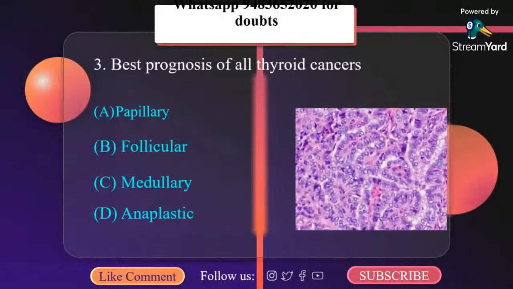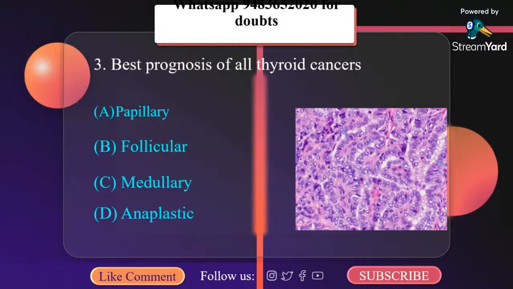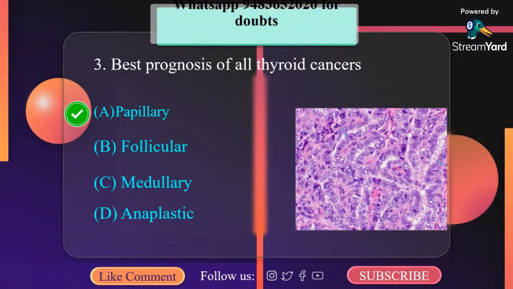Best prognosis of all thyroid cancers is A. Papillary, B. Follicular, C. Medullary, D. Anaplastic. It is papillary.